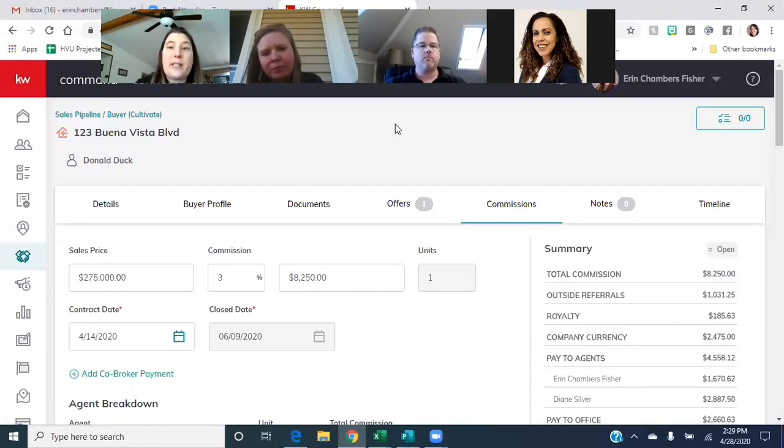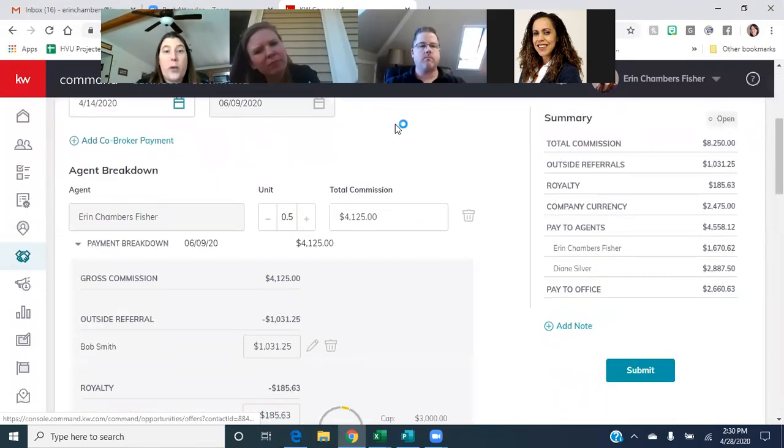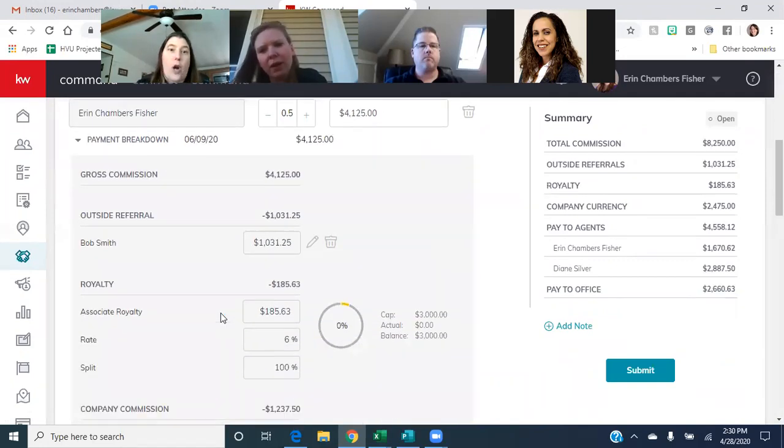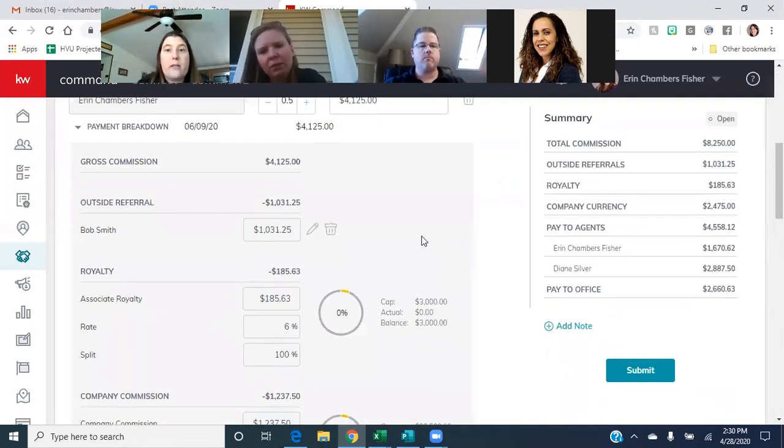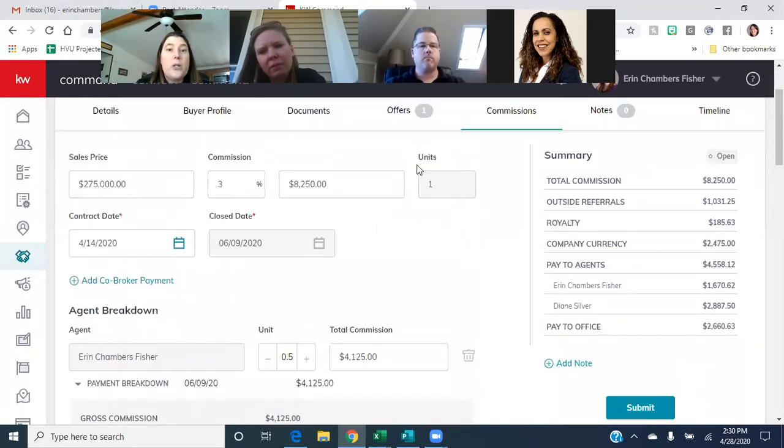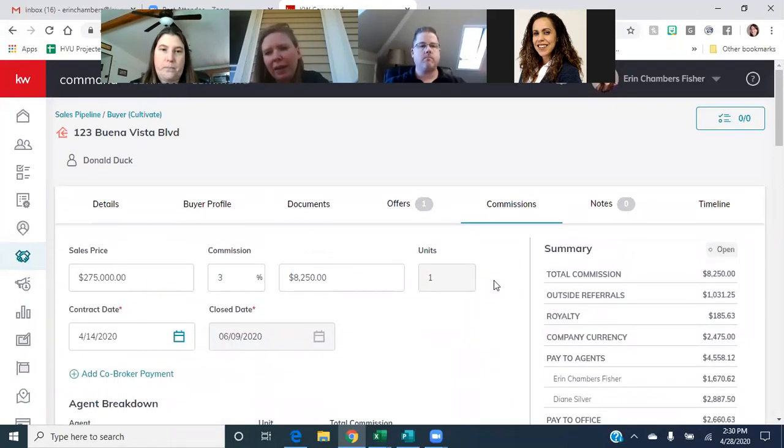Now, if they're on the same side of the transaction, for example, if they're both being paid on the one side, then you would do it all on one and just adjust the units and add the agent. So if it's a 60-40 split for a team, you could do it all on one if they're on the same side of the transaction. If you have to create a second opportunity because it's another side of the transaction, then you would create a separate offer. Okay, I get it. Thank you.